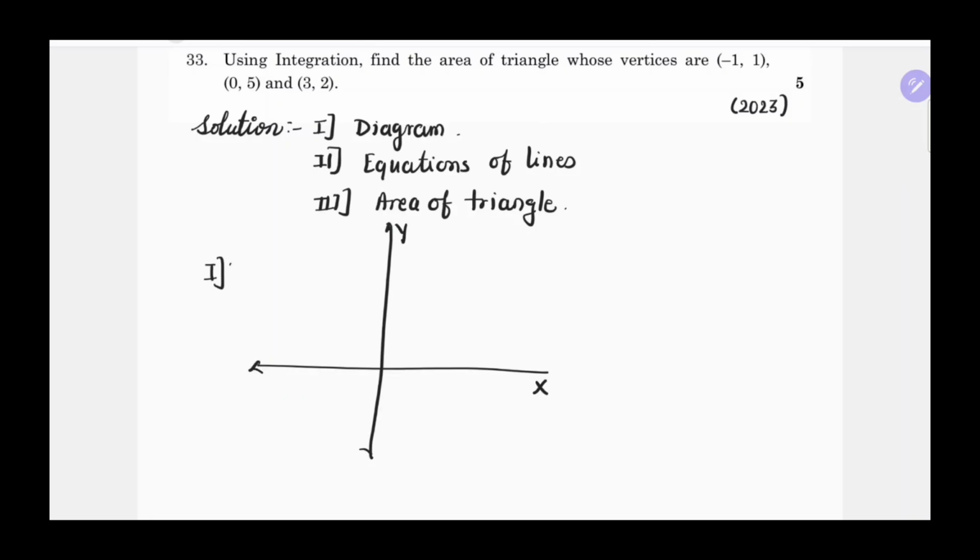Now here the y-axis maximum point is 5. So 1, 2, 3, 4, 5. Then on the x-axis 1, 2, 3 and on the negative x-axis -1, -2, and the crossing point is 0. The point (-1, 1) is your point A. Then point B is (0, 5). Join AB. Then I have a point (3, 2). That is point C. And now I have to find the area of triangle ABC.